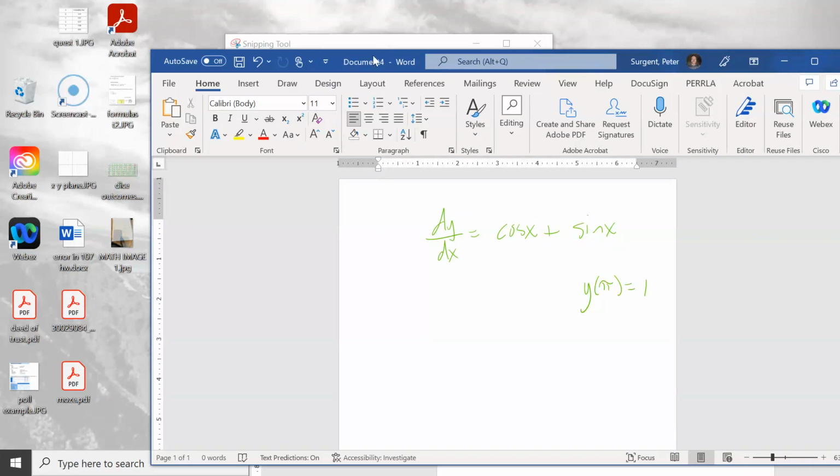Okay, let's see. Kevin, what do you think? What's your first step for these ones when you're trying to solve a differential equation? You know what to do first?